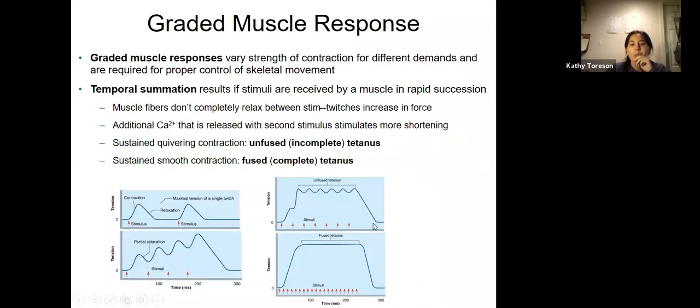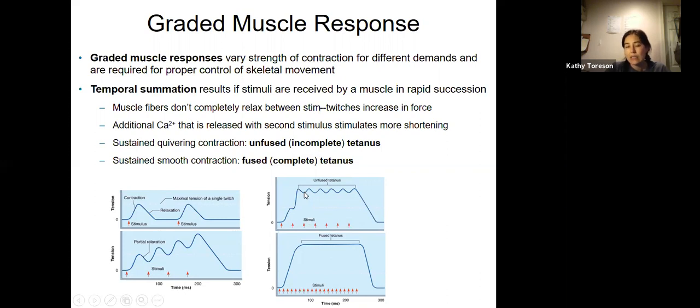Okay, so we did look at this slide last week. We said that when we look at the tension or contraction that a muscle is able to generate, we see a difference between this top panel and this bottom panel. These red arrows are the stimuli coming in, and each red arrow is creating a little bit of a contraction. And if you notice, after a contraction, we do have relaxation.